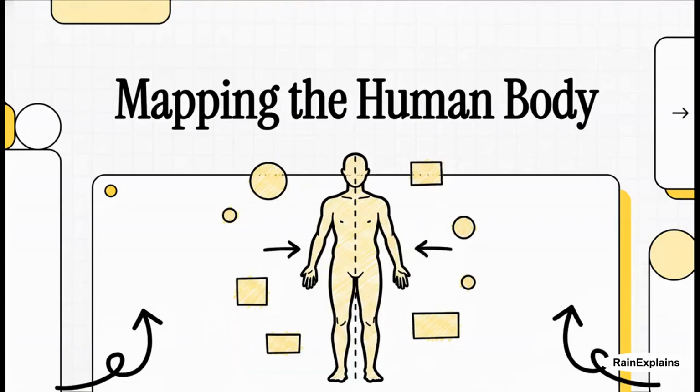Welcome to this explainer. Today we're undertaking a seriously fascinating journey. We are going to learn how to read the universal map of the human body. If you've ever looked at a medical chart or just listened to healthcare professionals speak, you might have felt like they were talking in code. And, well, in a way, they kind of are. But it's a code built entirely on strict spatial logic.